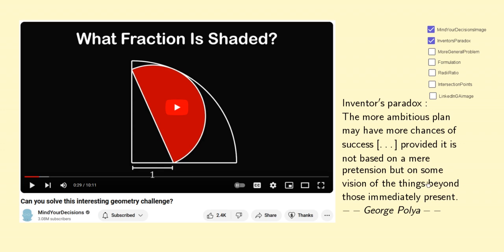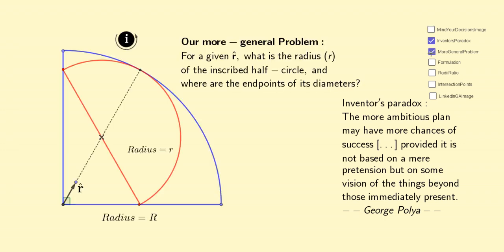So what is the more general problem that I decided to work on? It's this one. Given this quarter circle and the inscribed semicircle, what is the radius of the semicircle if I choose this direction of a radius from the center of the quarter circle? So given r hat here, what will be the radius of the semicircle that's tangent internally to the quarter circle? And also, what are the coordinates of these endpoints?